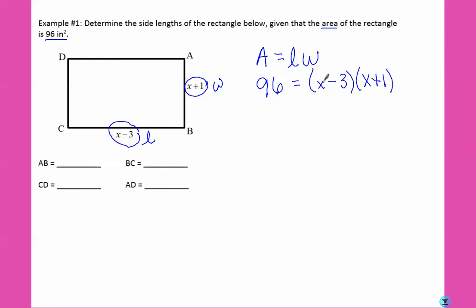So the first thing we want to do is get rid of our parentheses by double distributing. Distribute the x to both terms. Distribute the negative 3 to both terms. So if we do that, I'm going to bring down my 96. That would equal x squared plus 1x minus 3x minus 3. Now I'm going to combine like terms.